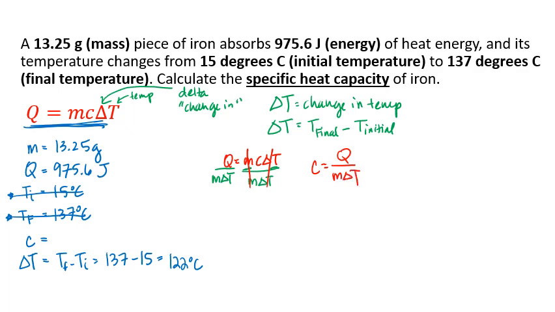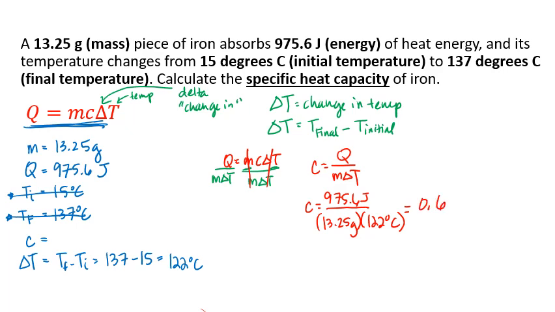Now, if you're not super good with rearranging, if you just like to write this down as a formula and have it on your paper, that's also fine too. So here we're just plugging in variables. Q is 975.6 joules divided by the mass, which is 13.25 grams, times the change in temperature, which is 122 degrees Celsius. Put this in our calculator, keeping order of operations in mind. And this should give us a specific heat capacity, or C value, of 0.6.